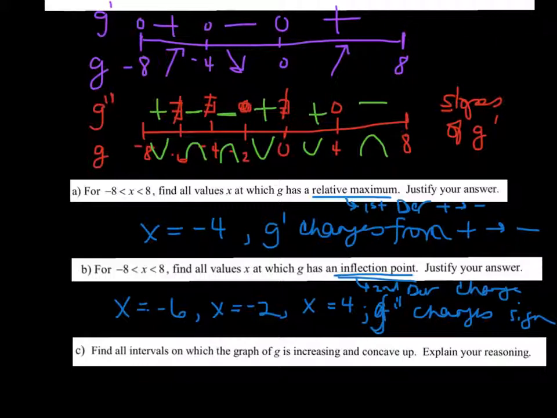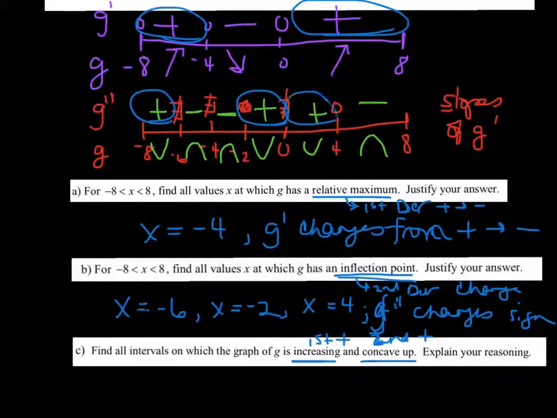All right, last question. Find all intervals on which the graph of g is increasing and concave up. Okay, so the graph of g is increasing, that's our first derivative. And the graph is concave up, that's our second derivative. Okay, so we are looking at places where the first derivative is positive and the second derivative is also positive. So if we look here, these are the two intervals in which the first derivative is positive, and here are my intervals for when the second derivative is positive. So we want those overlapping times.